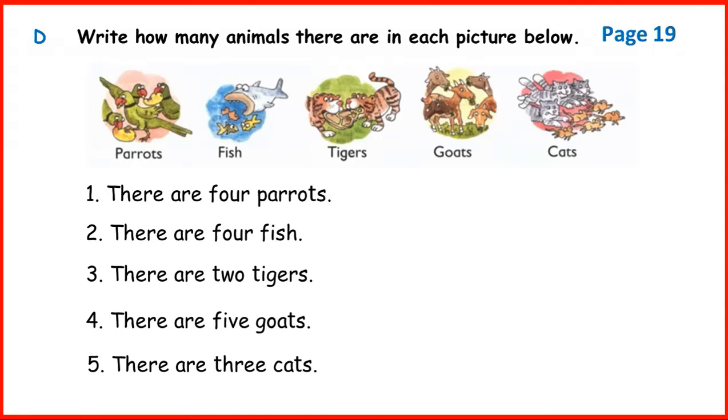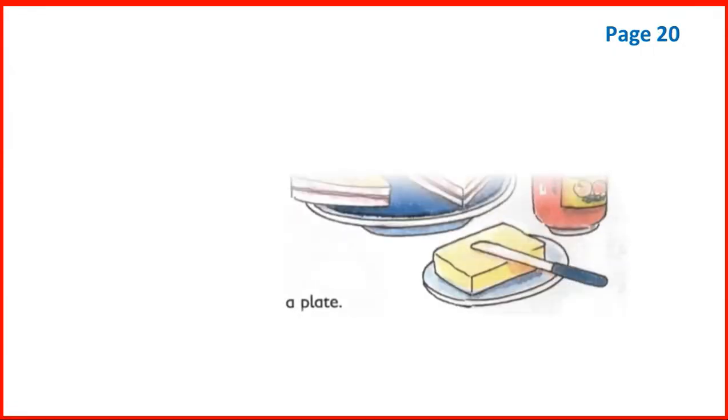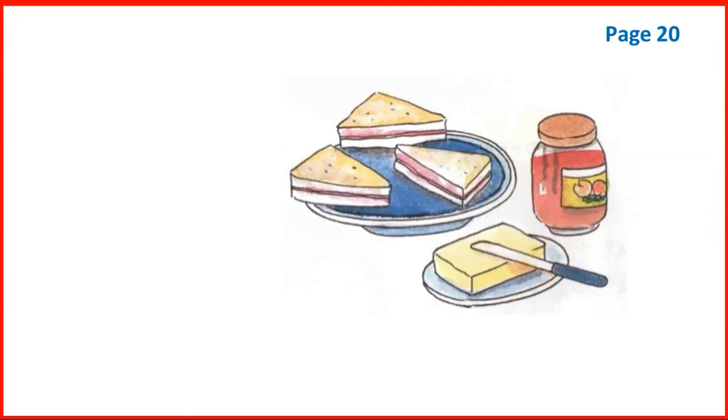Okay. Now see the next page, page number 20. And what is the activity? Look at this picture. This is the jar of jam. This is a knife. This is butter. And this is a plate. And they are the slices of bread. And this is a big plate.